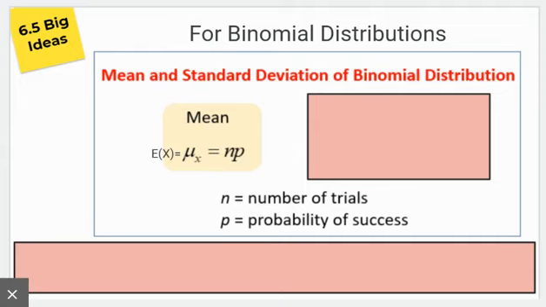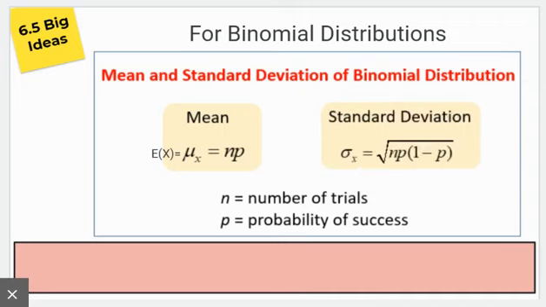Now, what if we're looking for the standard deviation? Well, for standard deviation, we have a different formula, and that formula is this. So here's our notation, the standard deviation of x, assuming that x is the name of the variable we are looking for. The standard deviation for a binomial distribution is the square root of n times p times 1 minus p, or the number of trials times the probability of a success times 1 minus the probability of a success. And this calculation right here will give you the standard deviation for a binomial distribution.